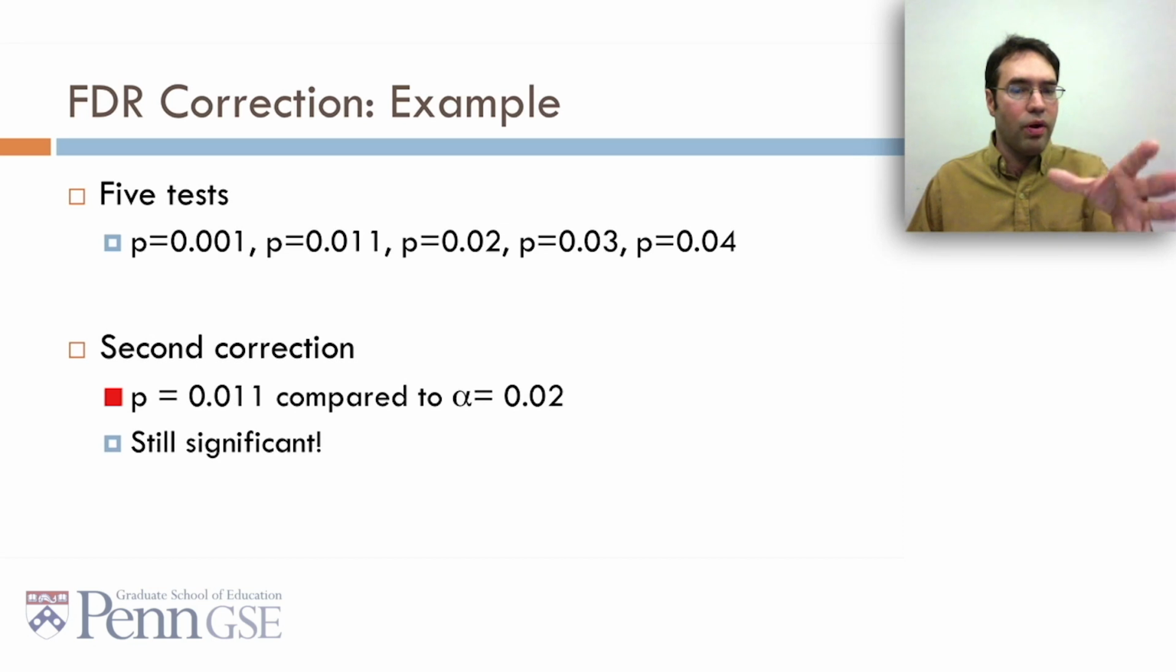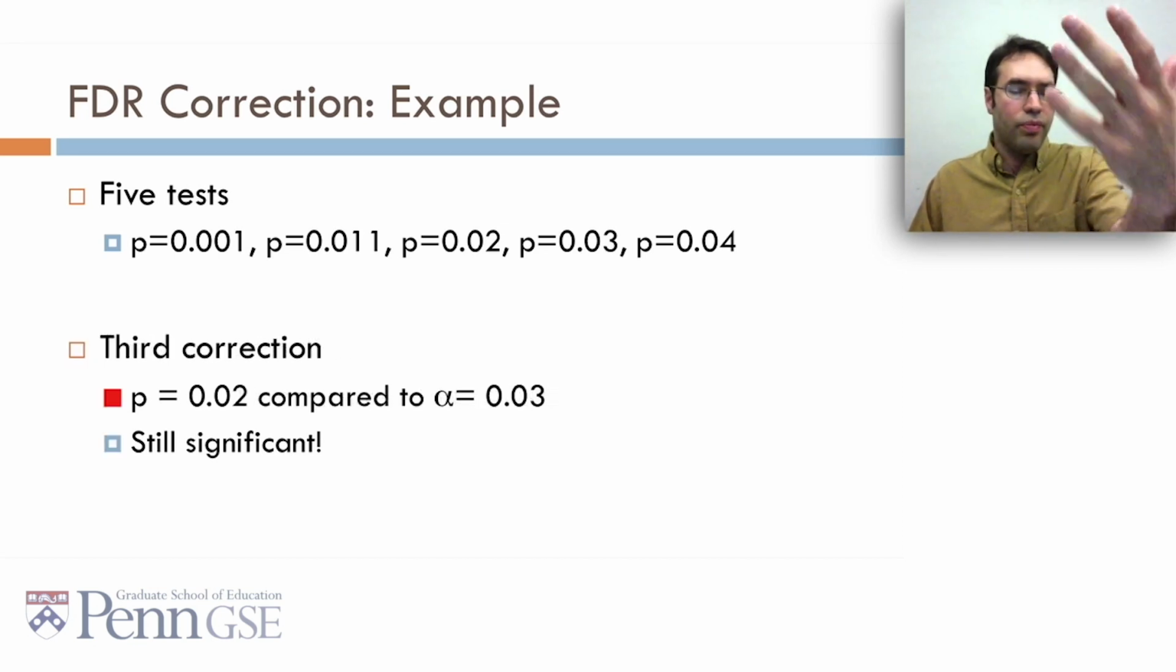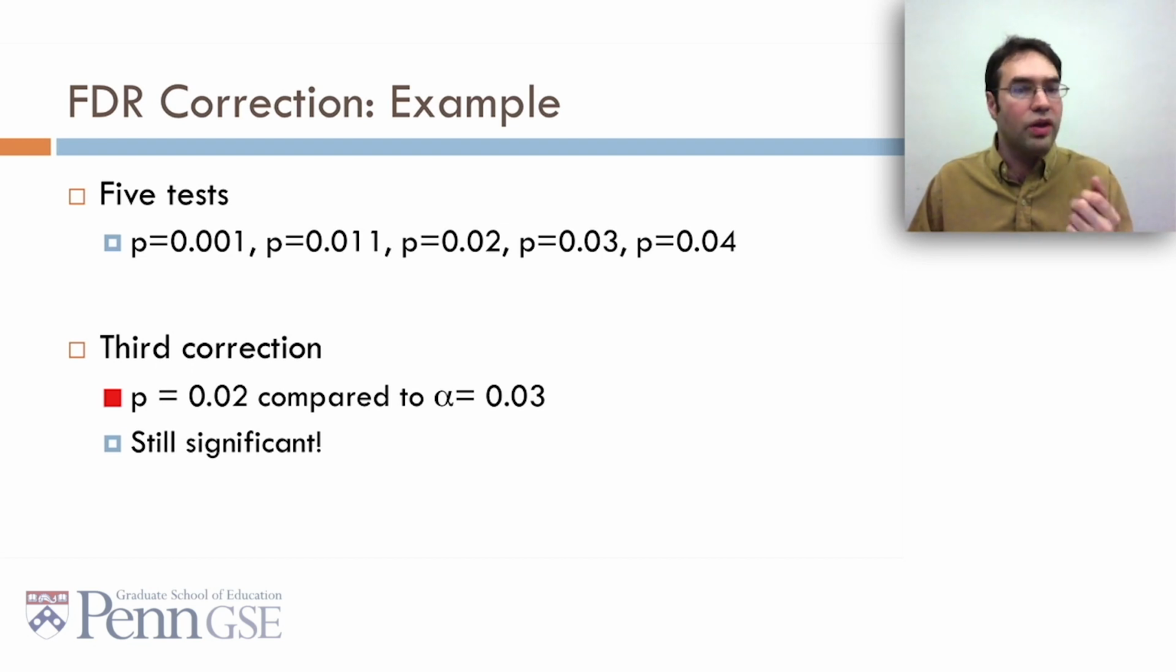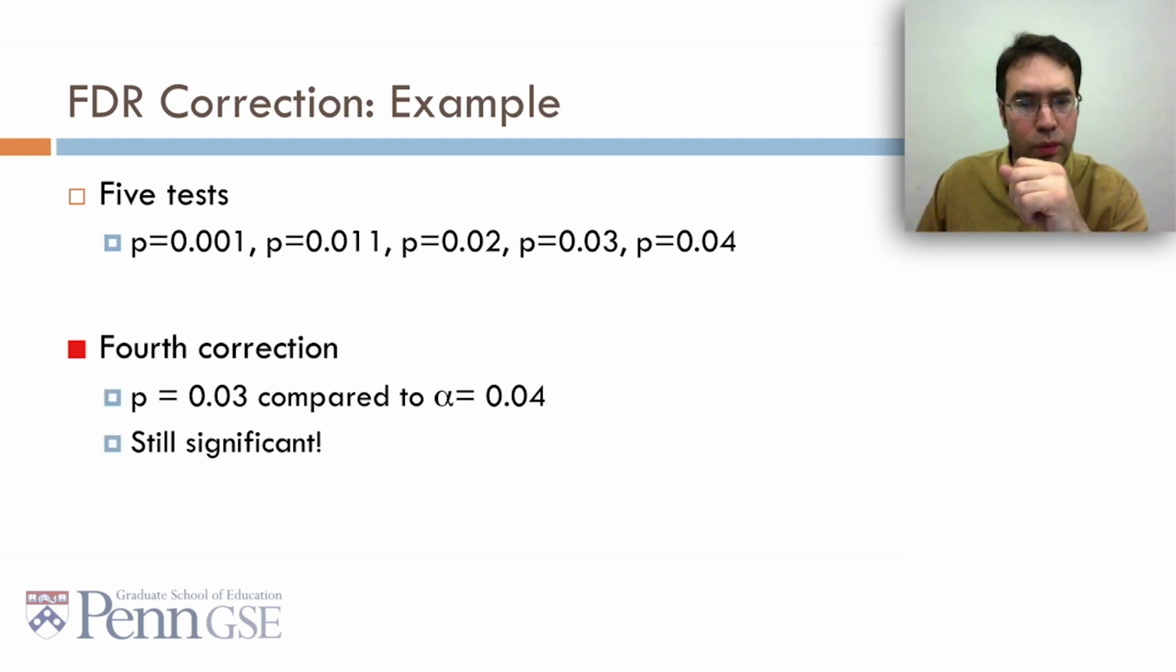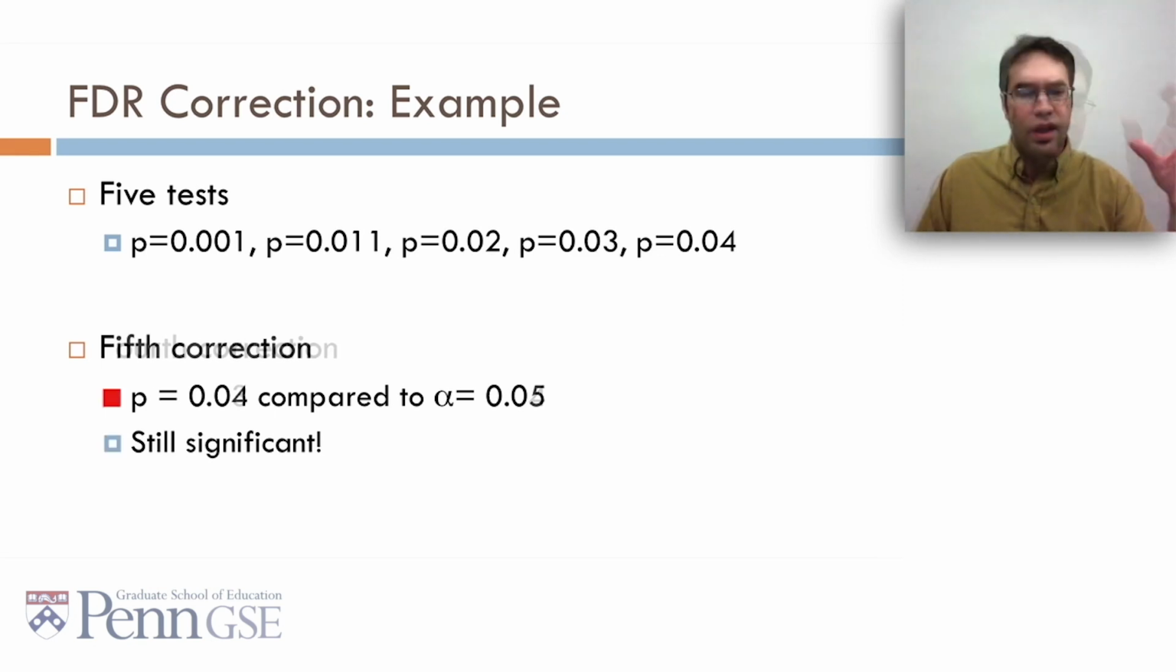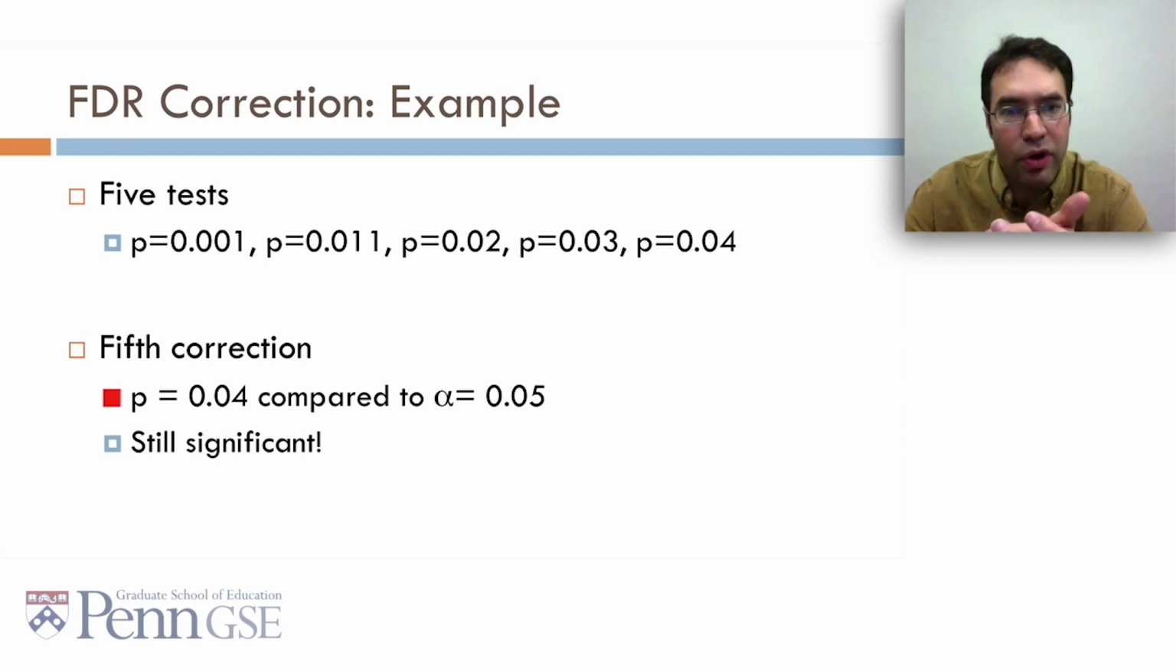With the second one, 0.11, now we're going to compare it to 0.02. Still significant. Third one, 0.2 compared to 0.03. Still significant. Fourth correction, we're going to compare p of 0.03 compared to alpha of 0.04. Still significant. On the fifth correction, we're going to compare p of 0.04 compared to alpha of 0.05. And this is still significant.